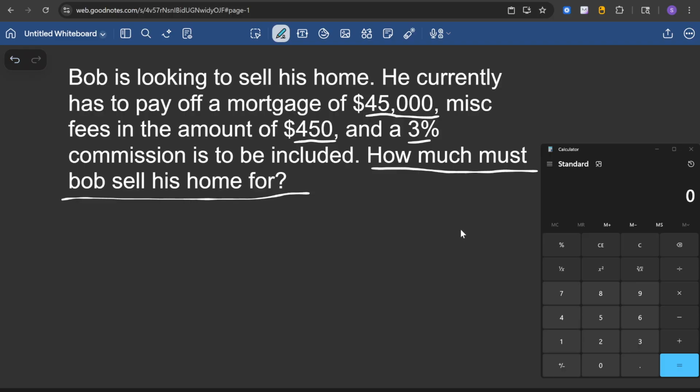Now, some of you may tackle the question like this. You'll take the multiple choice answers, A, B, C, and D, and you will figure out what 3% of A is, subtract it from it, and see if it adds up to what he has to net. If it doesn't, move on to B, so on and so forth. Now, that in and of itself is time consuming.